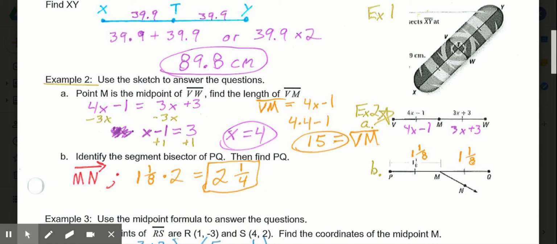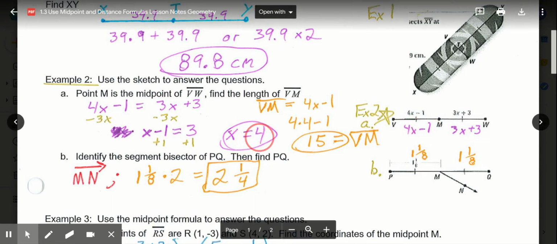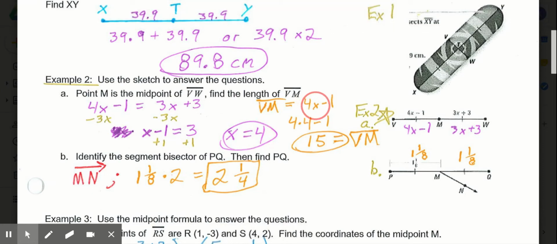Then to figure out the length of segment VM, because that answers what x is, but segment VM was 4x minus 1. So we need to take that value of 4 and plug it in for x. So our 4x minus 1 is 4 times 4 minus 1. 4 times 4 is 16. Minus 1 tells us the length of segment VM is 15.